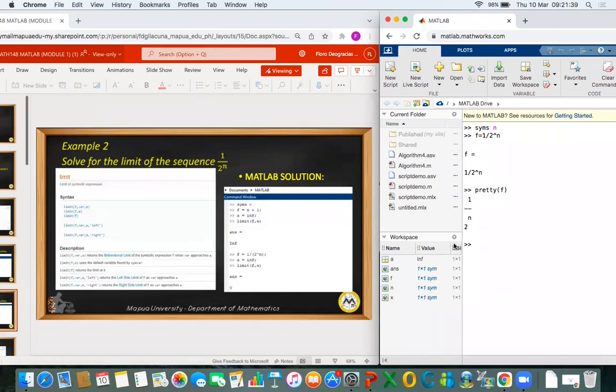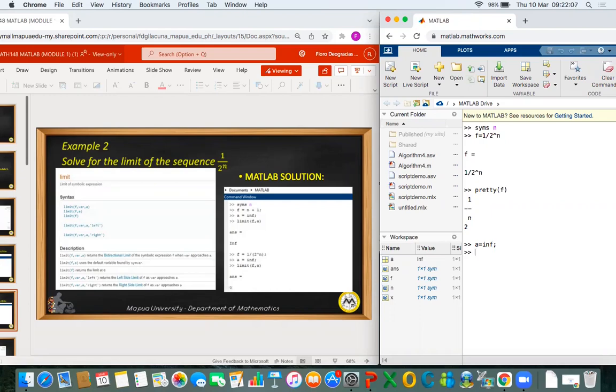Okay, next, you have to declare also the indicated limit, which is a equals inf. Okay, so I can use a semicolon if I don't want to display the output. It will not affect, class, the computation of MATLAB for the expression that you need to evaluate.